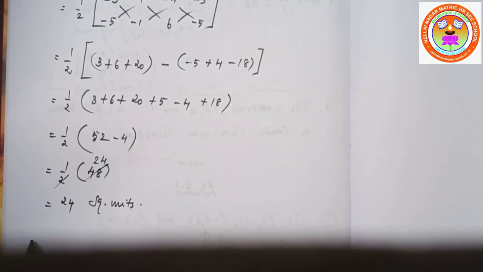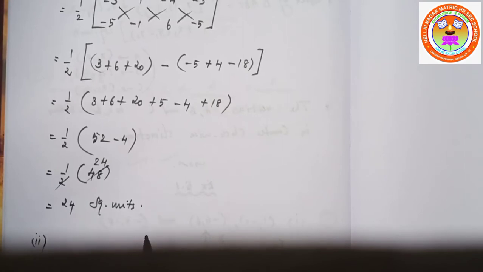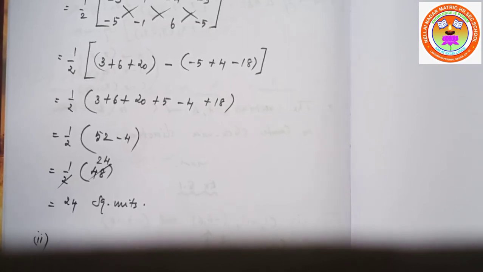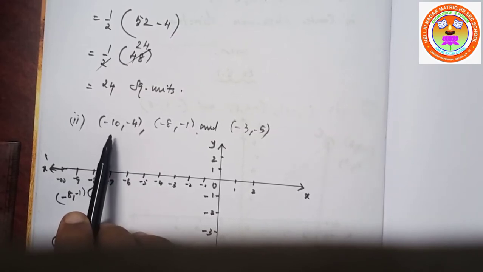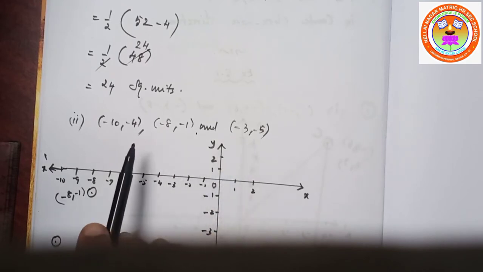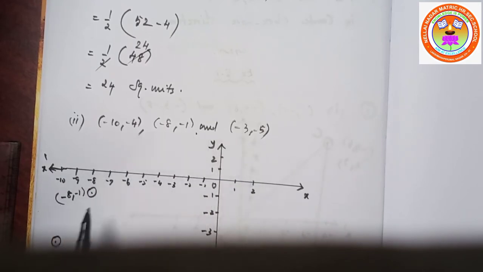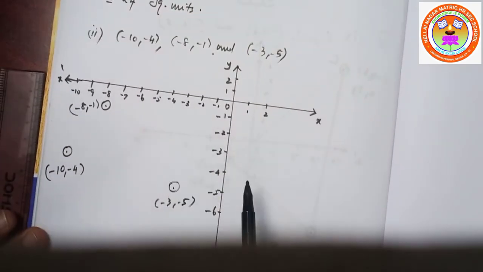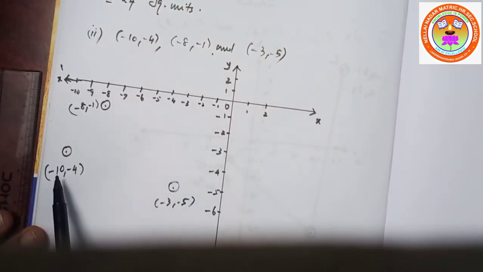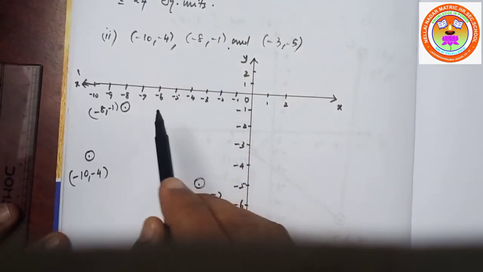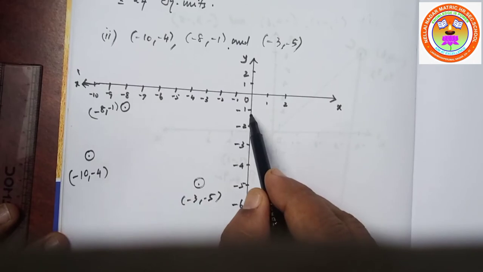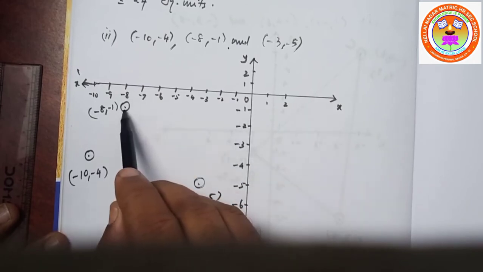Now subdivision number 2. Here is subdivision number 2. Find the area of the triangle formed by the 3 points. Here I have plotted all the 3 points. Minus 10, minus 4. Minus 10 in x-axis, minus 4 in y-axis. Here it is. That's the first point. Second point, there is minus 8 comma minus 1. Minus 8 in x-axis, minus 1 in y-axis. Here is minus 8 comma minus 1.